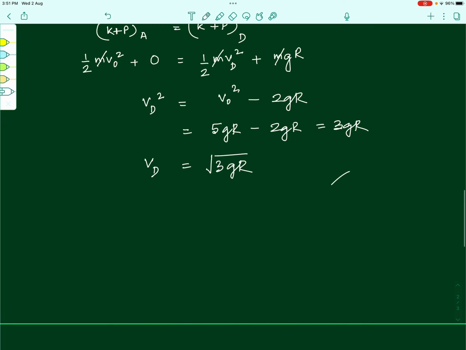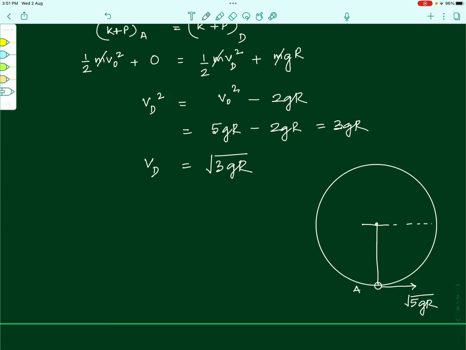So, in a vertical circle which a body undergoes, in case we have given it the minimum required velocity at the lowest point, which comes out to be root of 5gr, right. We understand that in this case, at the central line over here, the velocity at the point D in this direction will be root of 3gr, whereas at the highest point, at the point B, the velocity in this direction will be root of gr.